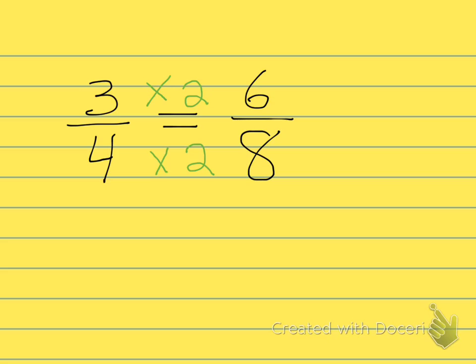So for every 1/4, we broke it into 2 parts. Those parts became eighths. So 1/4 equals 2/8, therefore 3/4 equals 6/8. And you can think about it like that too, right? For every 1/4, there's 2/8. 1/8 plus 1/8 equals 1/4.